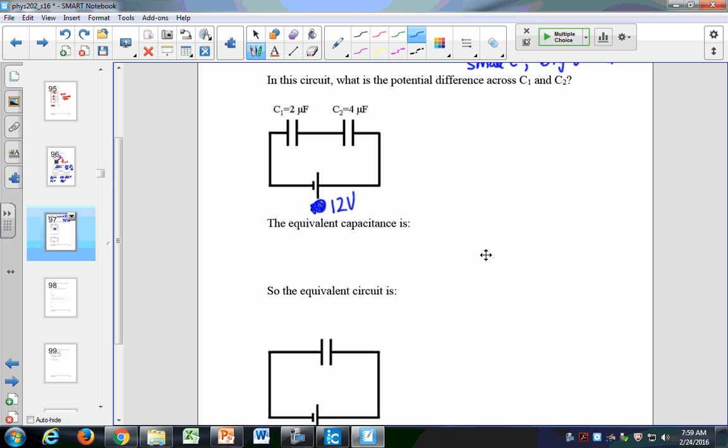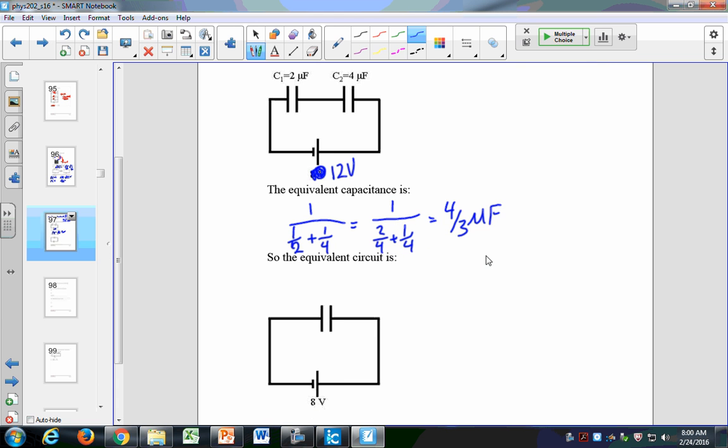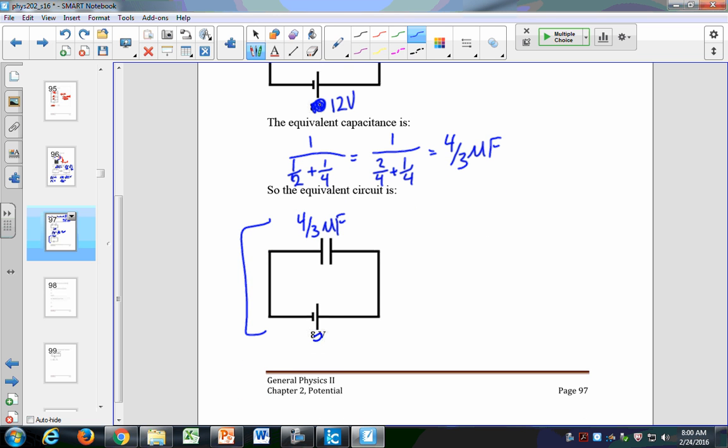The first thing you want to do is find the equivalent capacitance. The equivalent capacitance of this one is going to be 1/2 plus 1/4. This one is not a simple one. It's going to be 2/4 plus 1/4, which is 3/4 or 4/3. So the equivalent is going to be 4/3 microfarads. I can redraw that circuit. It'll look like this. And remember, we're doing 12 volts here.